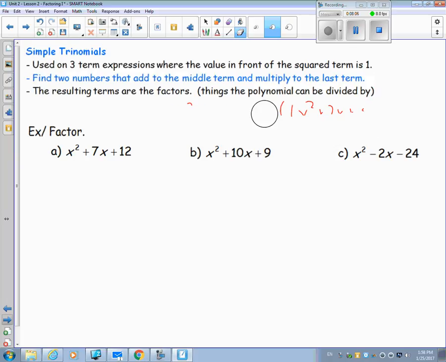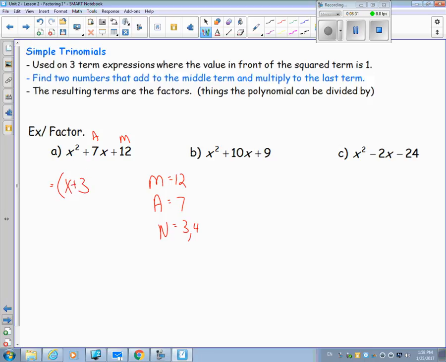Okay, when we're doing these kind of expressions, we're going to use things that multiply to the last number and add to the middle number. Okay, these things are called our factors. So for example, I want to multiply to 12. I want to add to 7. And what numbers do that? Well, the numbers 3 and 4. So my expression is x plus 3 and x plus 4. I need the x times x to make x squared, and 3 and 4 both have to be positive to come out to 7 and 12.